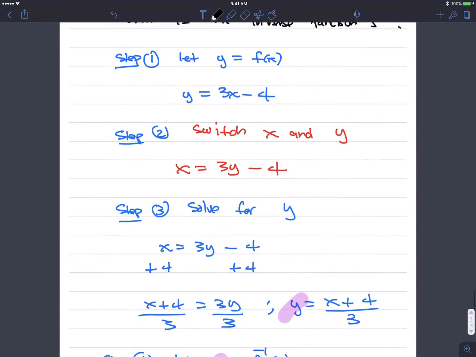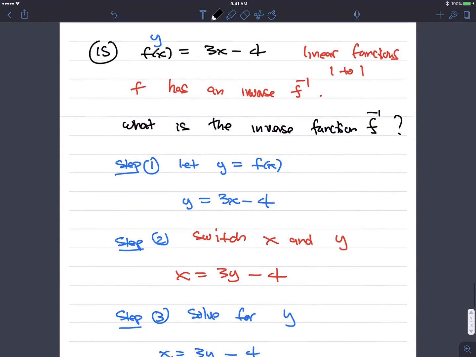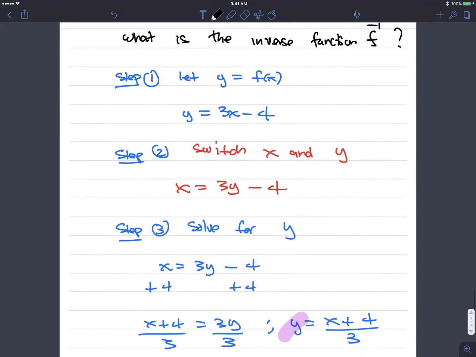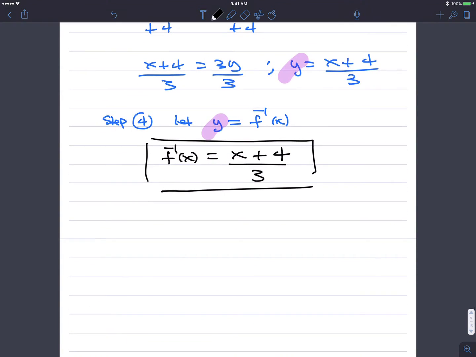So when your original function is this, f, right here. Here's my original function f. It's 1 to 1. Once you know it's 1 to 1, it has an inverse. Here's my inverse function. It's x plus 4 over 3. And yes, in higher math courses, do we use inverse functions? Absolutely. We use it all the time.